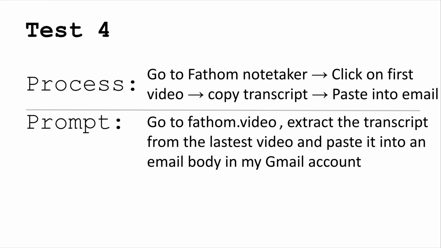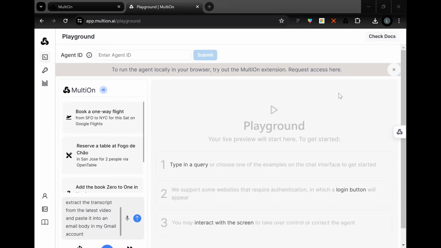So the procedure that the agent's going to take is they're going to go to the Fathom Note Taker website, log into my account, and click on the first video that has been last uploaded to that account. On the page dedicated to that video, it's going to look for a button that allows it to copy the transcript into my clipboard, and then navigate to Gmail and paste it into the body of the email. Alright, and here we go.